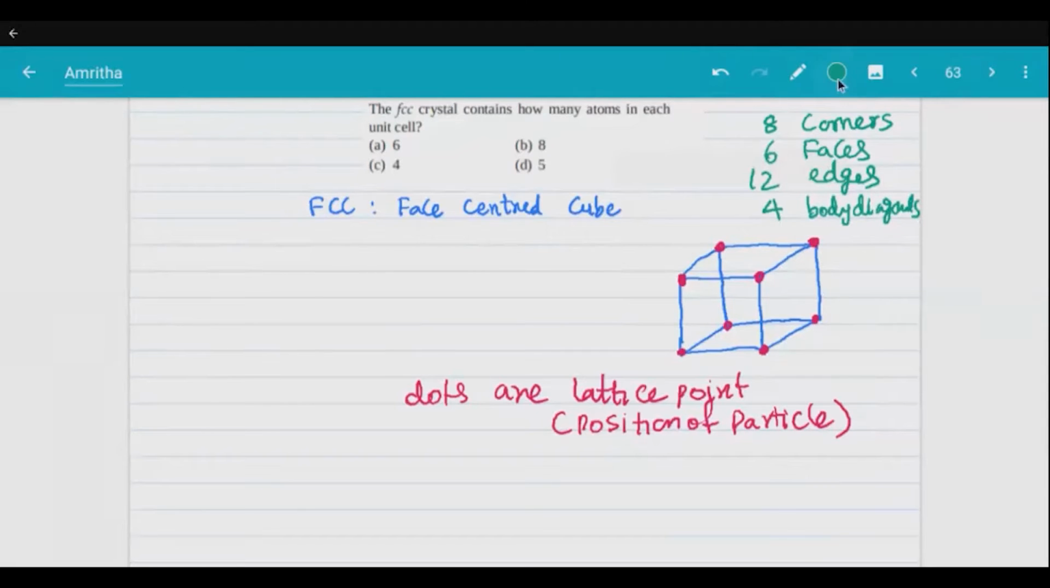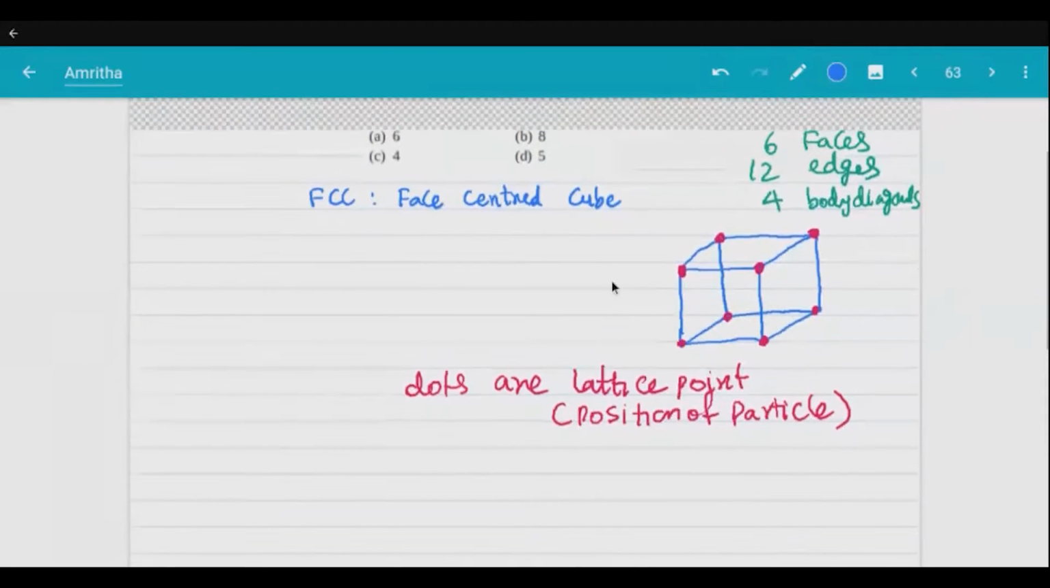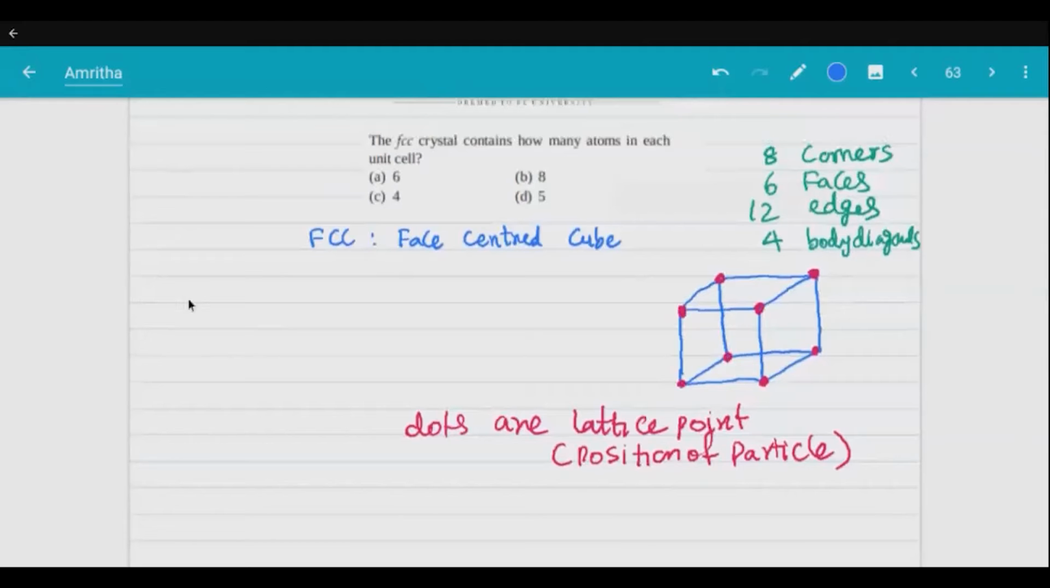So this information is a must, everybody must know in solid state. Now if there is any atom at the corner in 3D, what is its contribution? Corner contribution is how much?